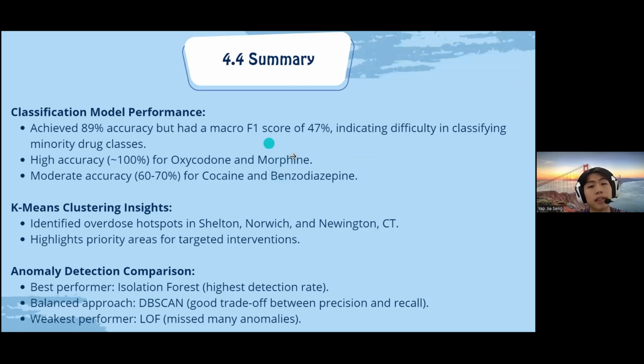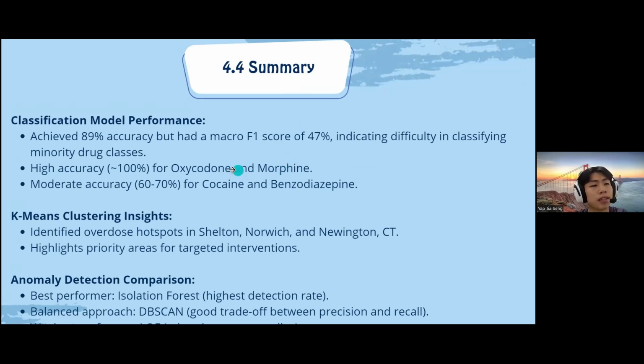So this is a summary for the whole visualization process. For the classification model performance, we achieved 89% accuracy but a macro F1 score of 47%, indicating difficulty in classifying minority drug classes. There is high accuracy, almost 100%, for oxycodone and morphine, and moderate accuracy, 60 to 70%, for cocaine and benzodiazepine. Second, we have the K-means clustering insight. We identified overdose hotspots in Shelton, Norwich, and Newington, highlighting the priority areas for targeted intervention.